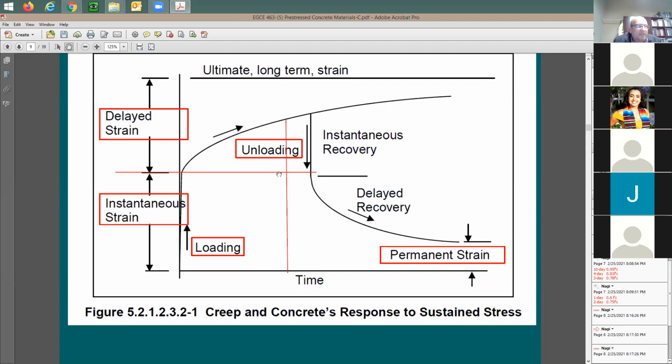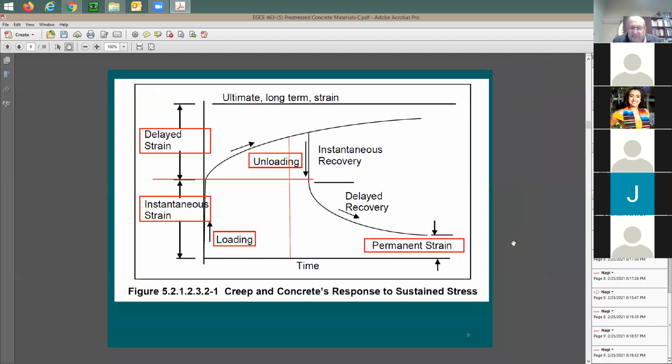It has two components. One of them is going to be this elastic strain, and the other one is going to be what? This value here. And this value here is going to be the creep. Once you take the load out, you can gain this back, and then you're going to have this delayed recovery, which is a creep recovery. And you're usually going to have this permanent or locked-in strain, which means the concrete member cannot gain back its original size.